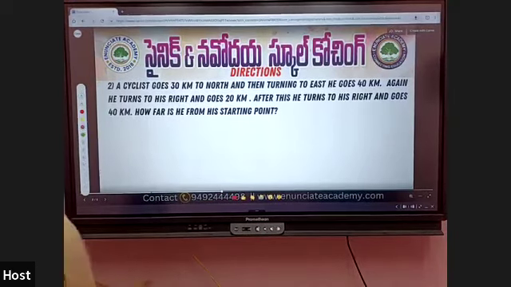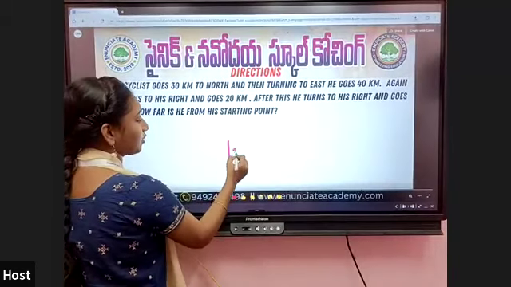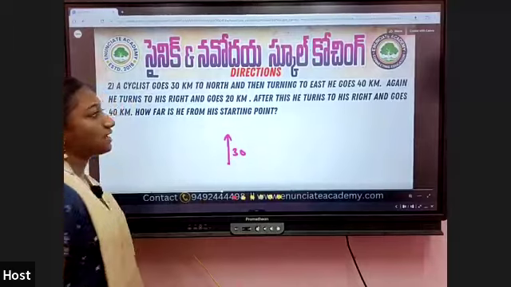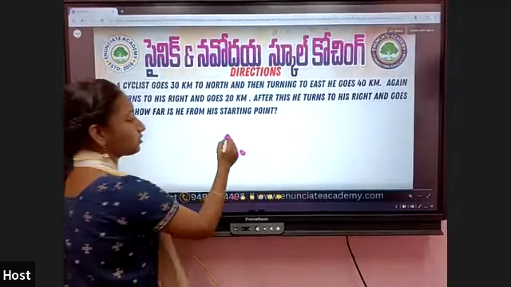Next, a cyclist goes 30 kilometers to the north. And then turning to the east, he goes 40 kilometers.